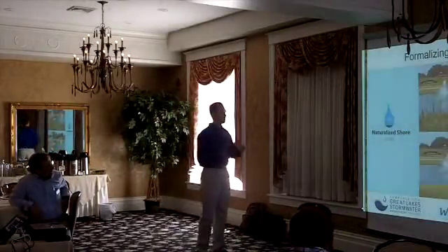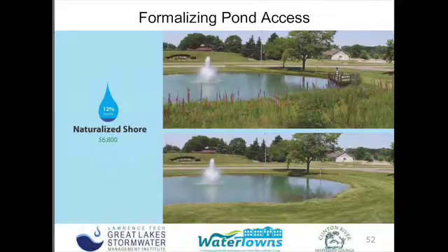Okay? Formalizing pond access. This was actually early in the summer, and you're already starting to see a lot of algae developing. Tremendous problem with geese and E. coli issues. Well, this pond is one of their community amenities. It's their focal point. And you come in this place in August, and that's the nastiest looking thing you've ever seen. It is so gross. But there's fish, and they want people to fish in it.